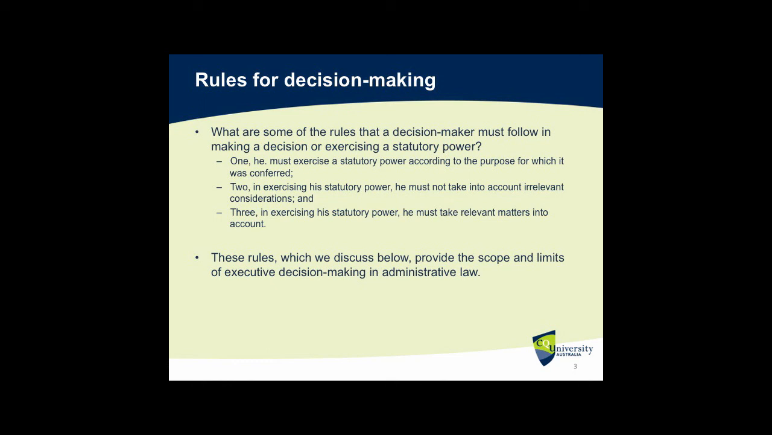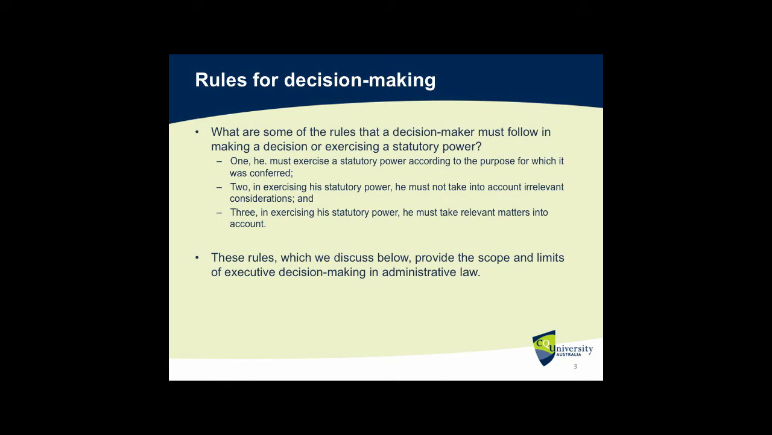In other words, if an executive decision maker exercises a power for a different purpose or for an improper purpose or for an ulterior purpose, then the exercise of such a power would be illegal and invalid.